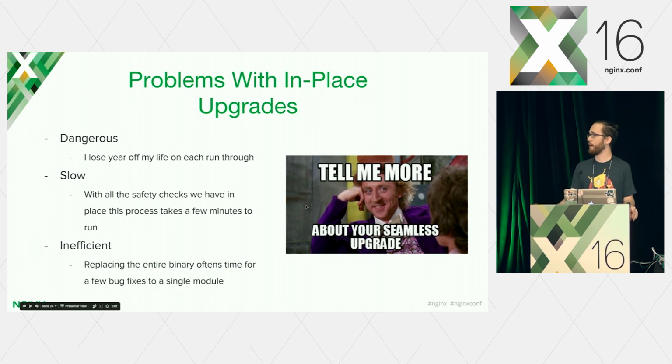So some of the problems that we saw with this in-place upgrade: again, it's very dangerous in my opinion. Each time we do it, I don't really like ripping out a binary at any time when traffic's running through it, so it makes me pretty scared. It was slow. With all the safety checks in there, sometimes the process could take a few minutes, and when you're doing hundreds of machines, that adds up over time. And then finally, it's extremely inefficient. Replacing the entire binary when sometimes you're pushing a few bug fixes to an individual module is inefficient.